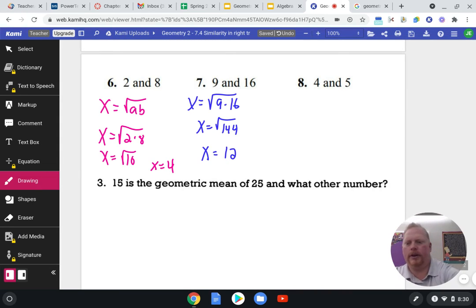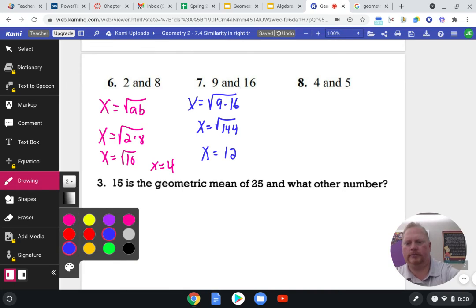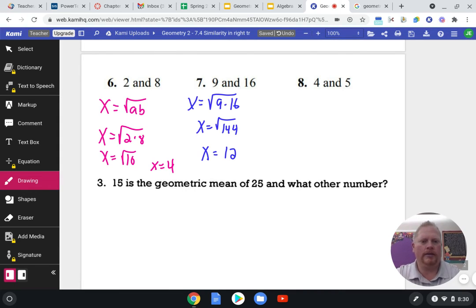Okay, number 8. So x equals the square root of 4 times 5. 4 times 5 is 20. Now, like I said, in a future lesson, we're going to learn how to simplify the square root of 20. For right now, I'd be fine if you left it as square root of 20, or if you found the decimal approximation. So 4.5, roughly.